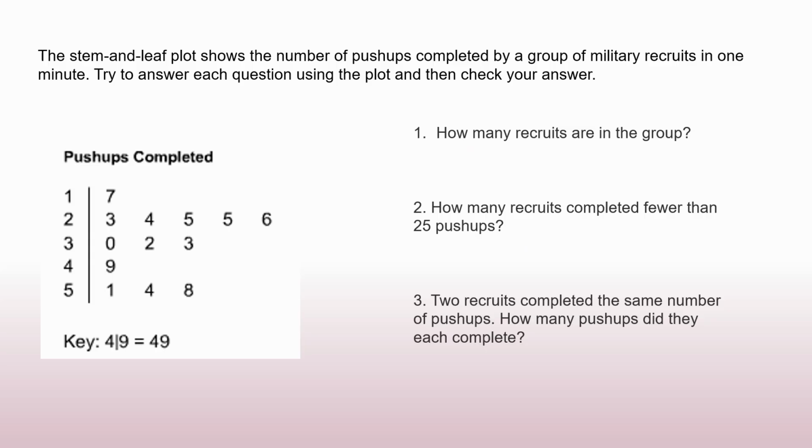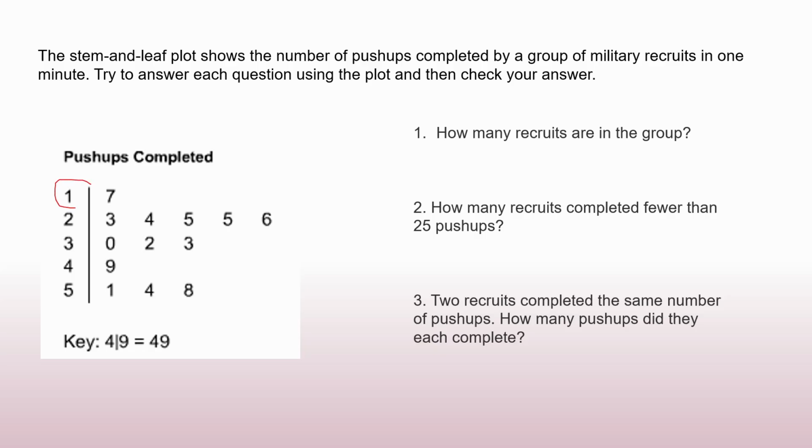Okay, so let's try this question together. This question says, the stem and leaf plot shows the number of push-ups completed by a group of military recruits in 1 minute. So they're doing a bunch of push-ups. Try to answer each question using the plot and then check your answer. Okay, so first thing it's asking us is how many recruits are in the group? Well, what you're going to do is count how many numbers they have in the stem and leaf chart. So let's go ahead and write the numbers that we have.